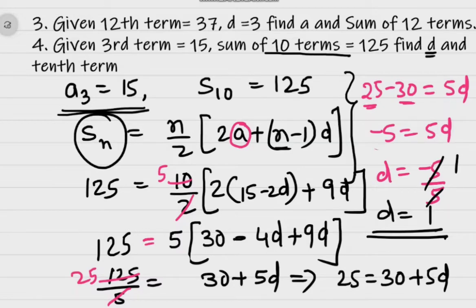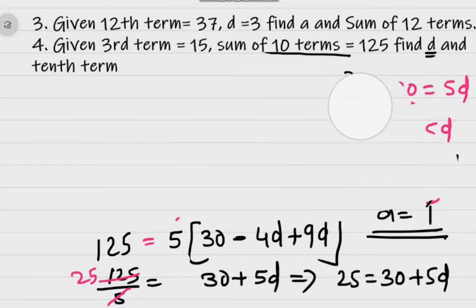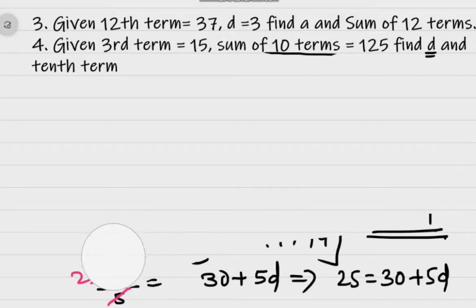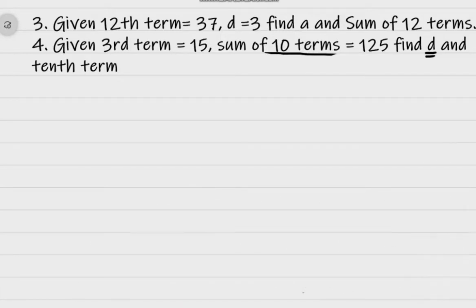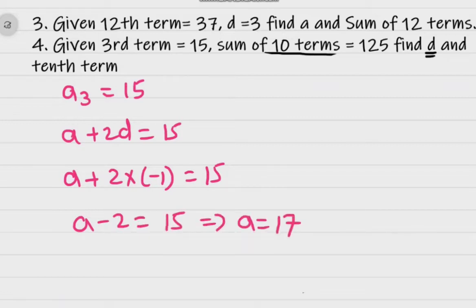You have already got the value of D. So from D you can calculate the value of A also, because A3, the third term, has been given to you. So D is equal to minus 1 you have got from here, and then you just put it in A3. See, A3 was equal to how much? A3 was equal to 15. So A3 equal to 15 means A plus 2D equal to 15. D was equal to minus 1. So A plus 2 into minus 1 equal to 15. So A minus 2 equal to 15, and therefore your A is equal to 17.